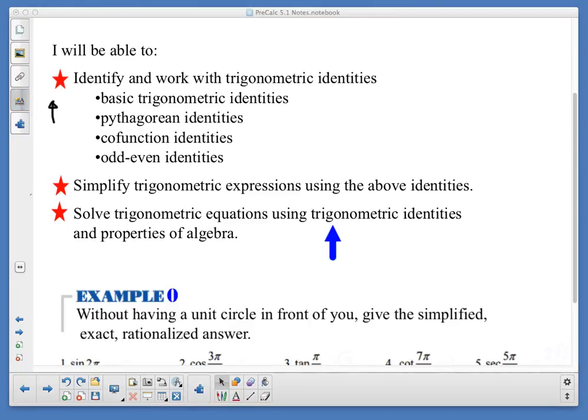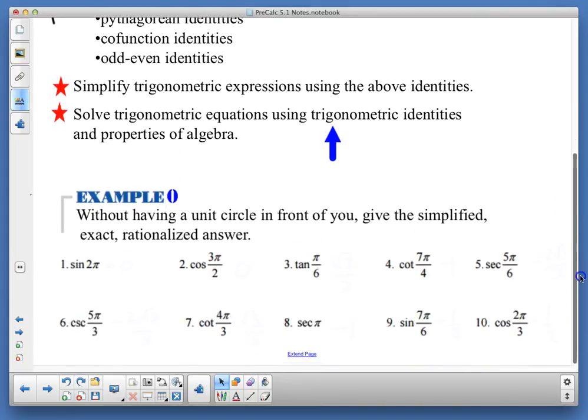Solve trig equations using trig identities and properties of algebra. So now, first thing I want to do, check out example 0. Without having a unit circle in front of you, give the simplified exact rationalized answer. Go for it. Try it on your own, and I'll bring it up. But you've got to work the unit circle on your own. You've got to know these. These have got to be boom, boom, boom, boom, boom. So turn it off and turn me back on when you're done.